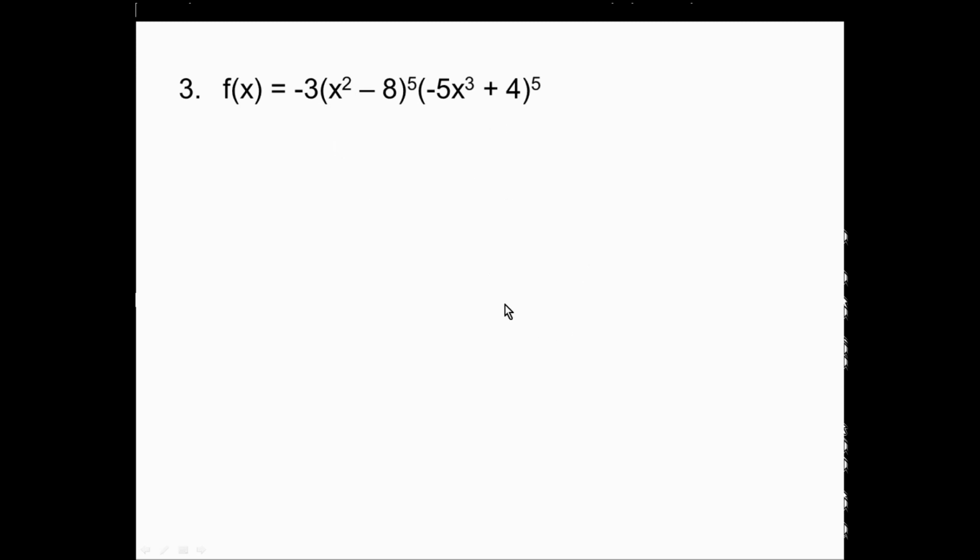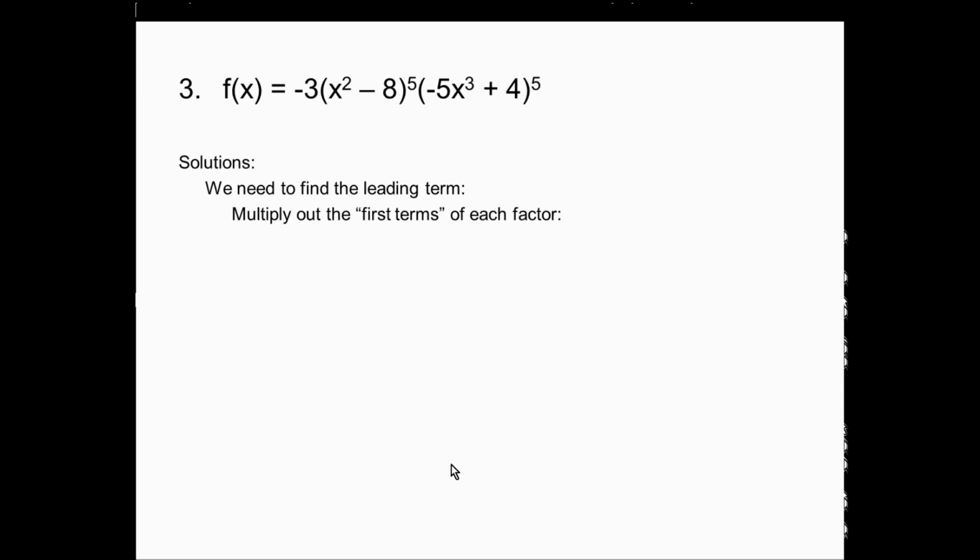Okay, so what we're going to do is inside of each one of the factors, we look at the leading term or first terms. By the way, the leading term is sometimes called the first term, even if it's last. So this factor, its leading term is negative 3. This one, its leading term is x squared, and this one is negative 5x cubed. So we need to find the leading term. So again, that's kind of the little sub-problem that's in this problem of what is the leading term.